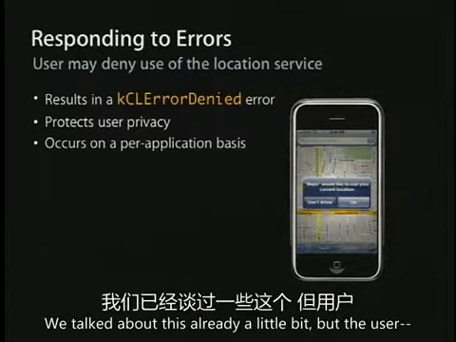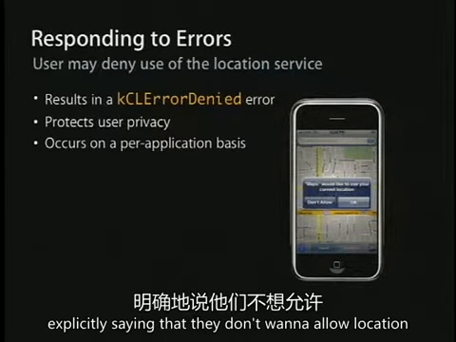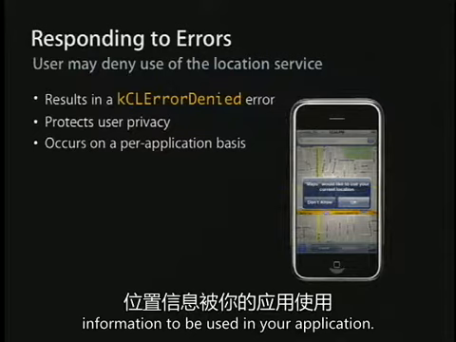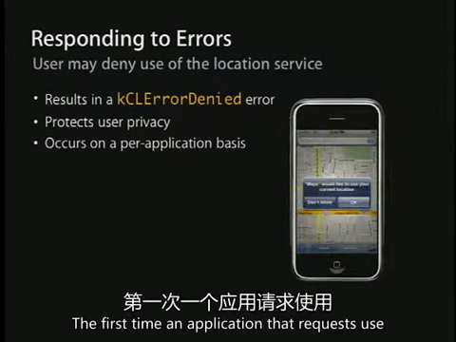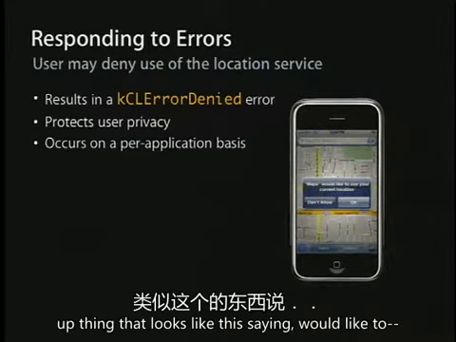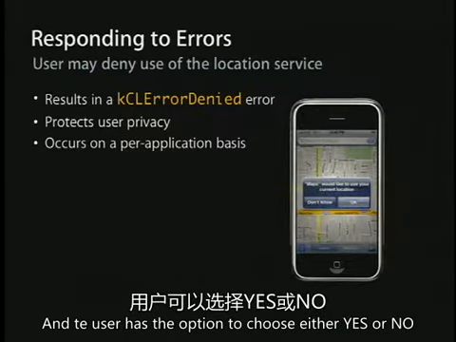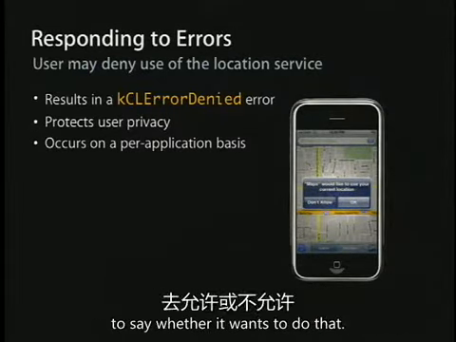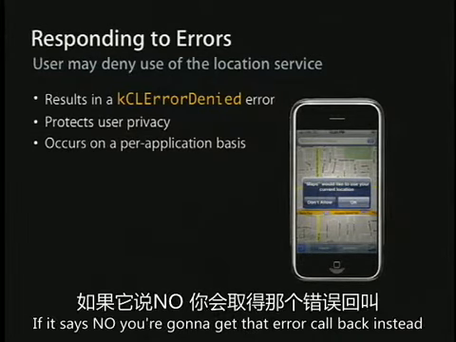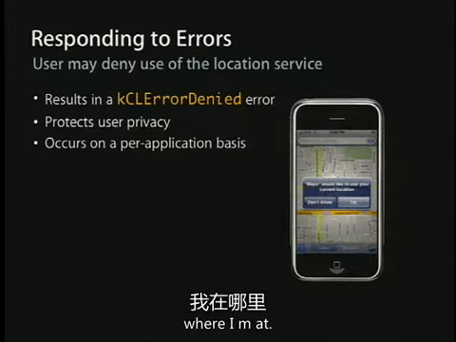We talked about this already a little bit, but one of the other cases that can generate an error is the user explicitly saying that they don't want to allow location information to be used in your application. The first time an application that requests the use of the Core Location framework is used, they're going to get a pop-up that looks like this, saying your application name would like to use your current location. And the user has the option to choose either yes or no. If they say no, you're going to get that error callback instead of the success with the location information, because the user explicitly said, "I don't want this application knowing where I'm at."